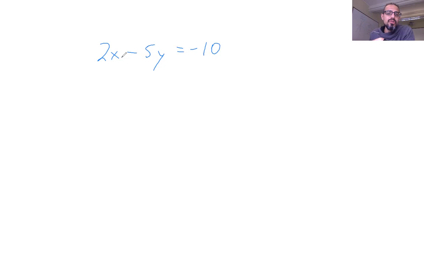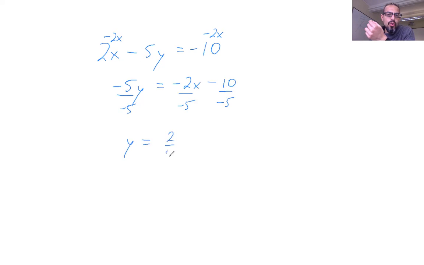You need to have some algebra skills, okay? Two terms on the left side, the one we want has a y, so we're going to take that 2x to the other side. Can't combine like terms on the right-hand side, so we just have -2x and -10 hanging out there. Lastly, we're going to divide everything by -5. And we have y equals 2/5x plus 2.